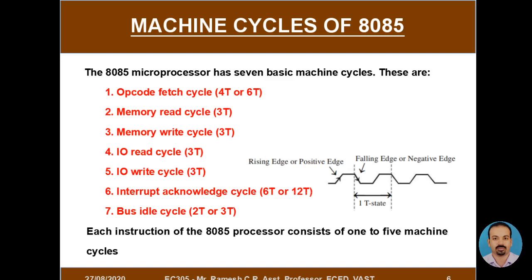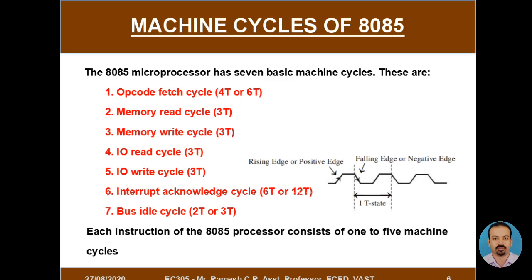Okay, and we can see that we have around 74 instructions in our processor. Out of these 74 instructions, most of them consist of a combination of the first five basic machine cycles or one among the first five machine cycles.